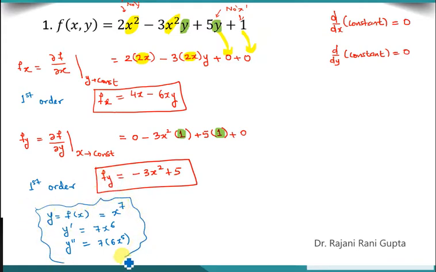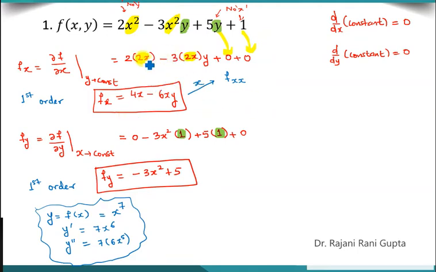Now when we want to find the second order derivative, this is fx, which is the first order derivative. Now we can differentiate it with respect to x again. So we represent the derivative as fxx, because now we are differentiating it with respect to x twice.